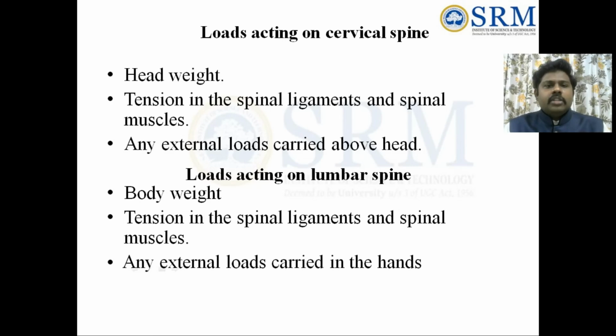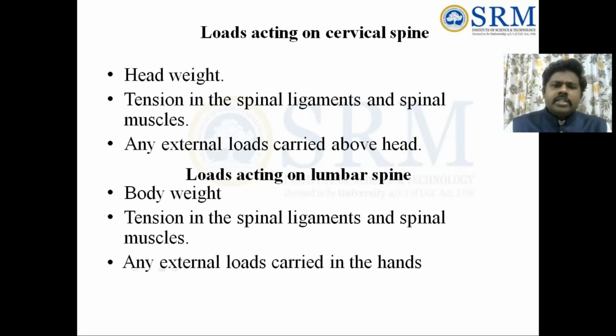Next one is the loads in the cervical spine: head weight. For example, as I told you, the cervical spine is at the topmost, and it is the one holding the head. So there will be head weight. Then there is tension of the spinal ligament and the spinal muscles. These are the two loads. Then any external load carried above the head. For example, if I am carrying some weight over my head, that also will be included in the load which is going to act over the spine. The discs and the vertebrae will face the weight being applied from the top of our head.